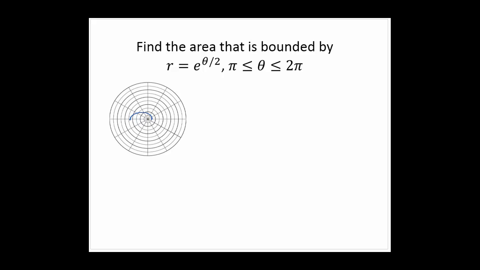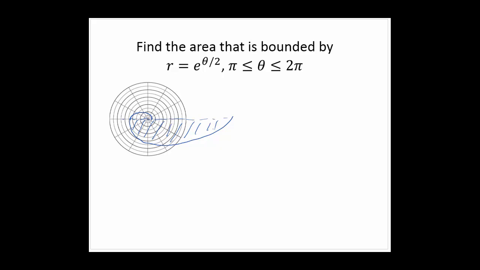And then finally, if theta is 2 pi, we would have e to the pi, which is 23, roughly. It continues to increase, and it's way out here somewhere. So this region that we're talking about is this shaded region right here.